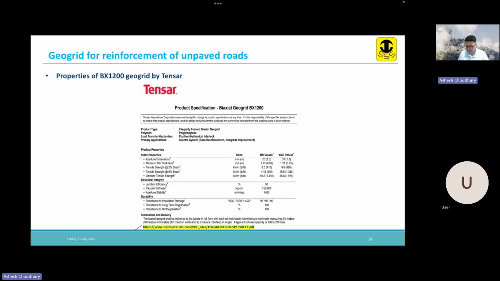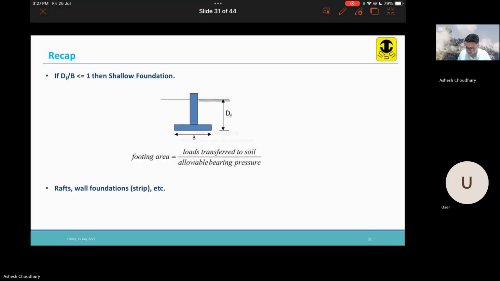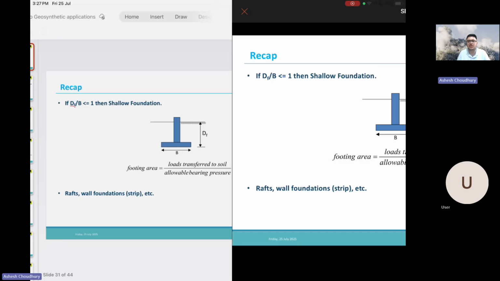You can see the biaxial geogrid shall be delivered to the job site in roll form, with each roll individually identified and nominally measuring 3 meters or 4 meters in width and 50 meters in length. So length is 50 meters, width maybe either 3 or 4 meters. Okay, typical truck load capacity is 160 to 210. You can see the spec sheet from the link that I give. Now next is the soil improvement, bearing capacity improvement using geosynthetics.